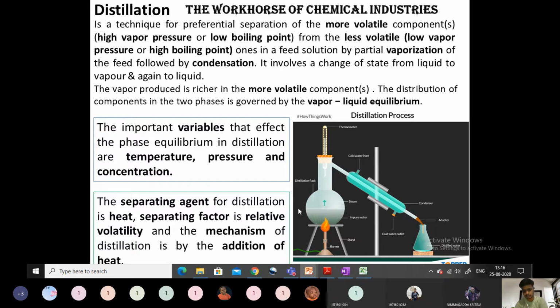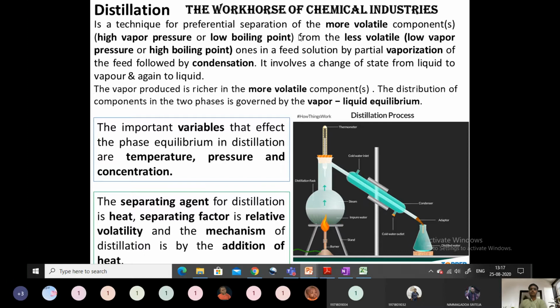Okay, I already said the example. If this solution is methanol plus water, the more volatile component is methanol and the less volatile component is water. So our primary task is to separate the more volatile component, methanol, from the less volatile component, water. So this is the technical definition of distillation.